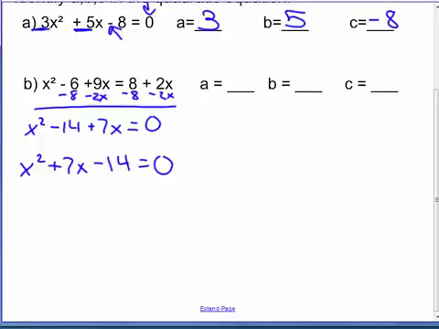So my a, what number is in front of the x squared? Well, that's a 1. My b, what number is in front of x? 7. And then c, my constant, is negative 14.